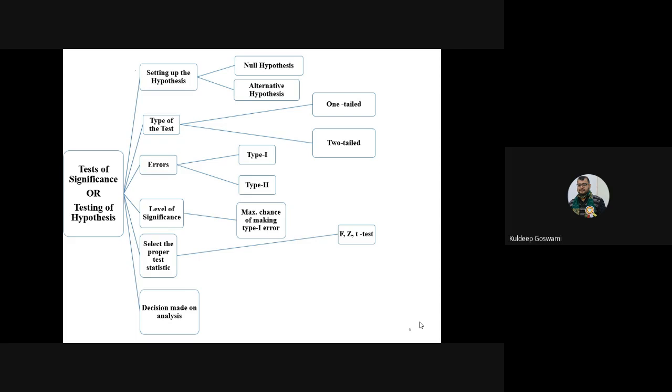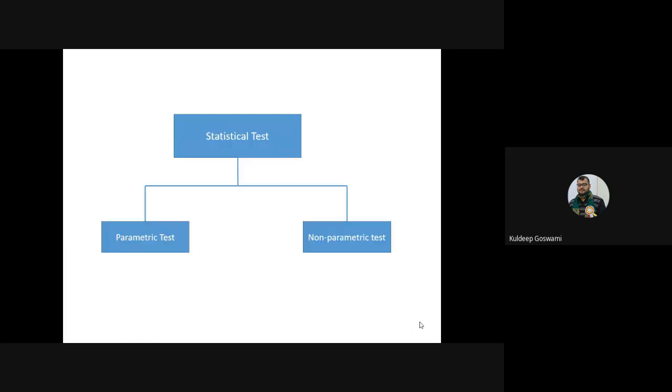Select the proper test statistic, whether F test should be used in your data set, whether Z is applicable, whether T test is applicable in your data. Depending upon your research question, as you have collected data, and depending upon your problem, you have to draw a conclusion, right? So you have to choose the proper testing procedure so that you can get your desired conclusion. Then chi-square test and ANOVA, and the decision made on the analysis, whether you are accepting or rejecting the null hypothesis.